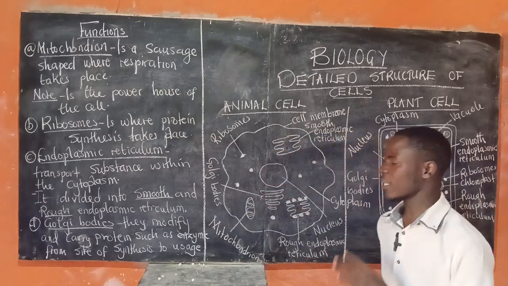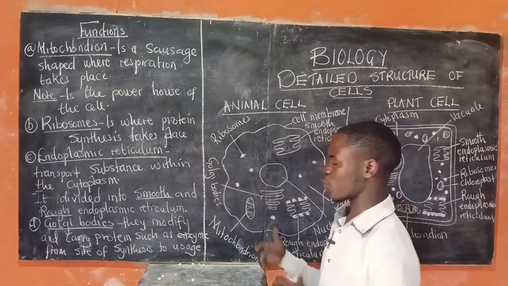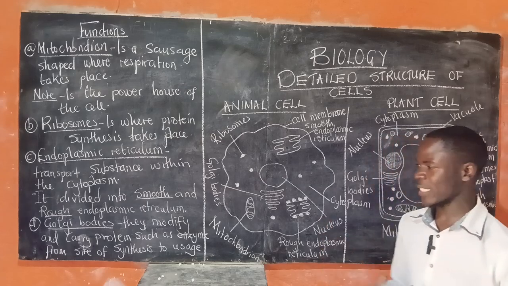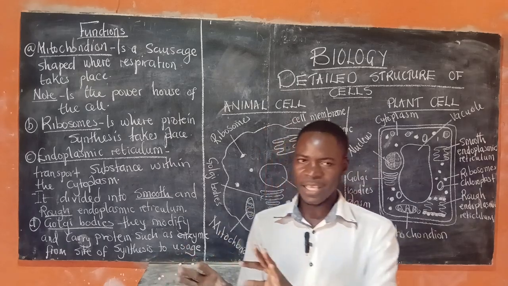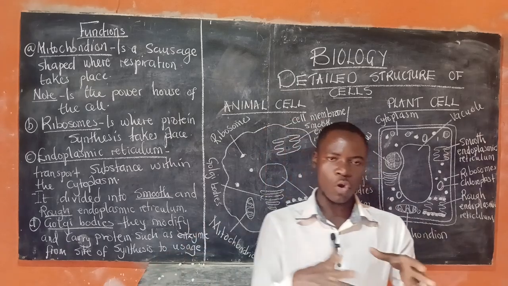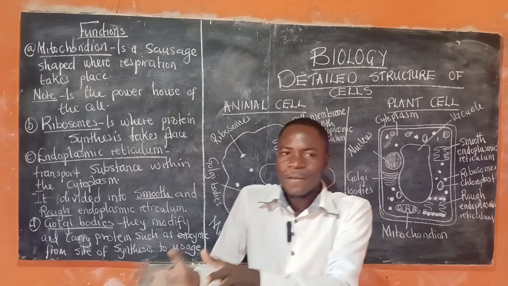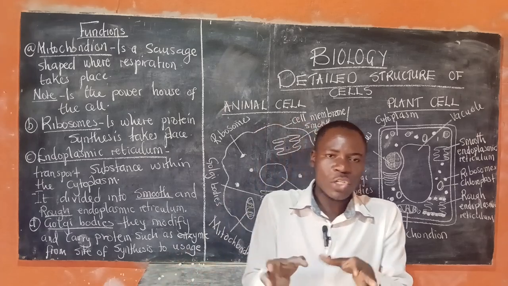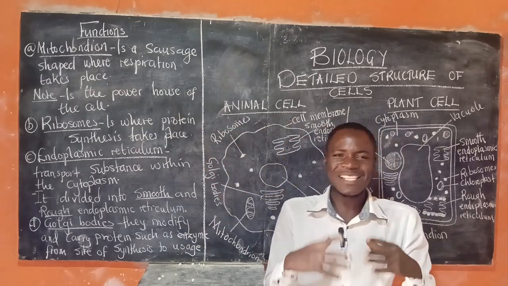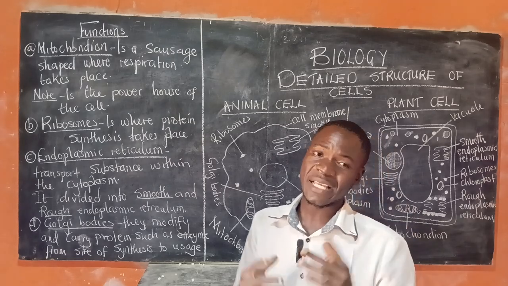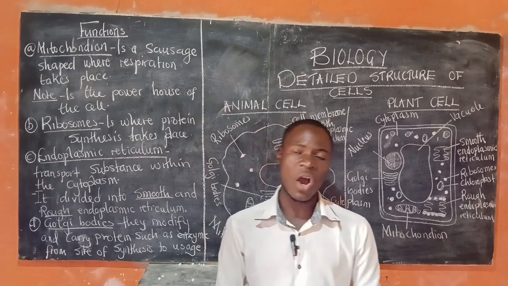Here is the part again where we need to understand something. Here is the part where we have the Golgi body. The Golgi bodies modify and carry out proteins such as enzymes from the site of synthesis to the site of usage. That is the major function of the Golgi apparatus and the Golgi body. That's the way you get to understand this detailed structure of the plant cell and also the animal cell.